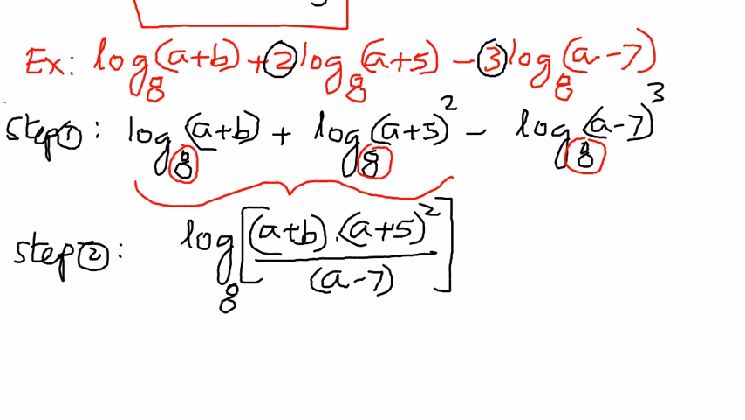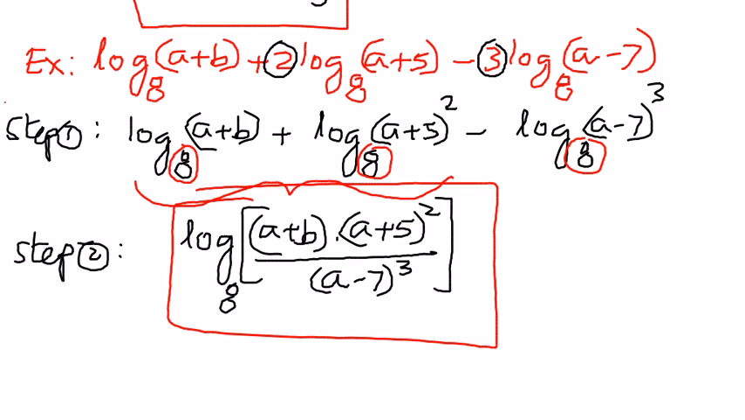So in here, (a - 7) to the power of 3. So log of (a + b) times (a + 5) to the power of 2 divided by (a - 7) to the power of 3, the whole thing to the base 8, is the way we want to write this given logarithm as a single expression. This is where we want to leave it. Okay. In my next presentation, we shall see more examples using properties of logarithms.